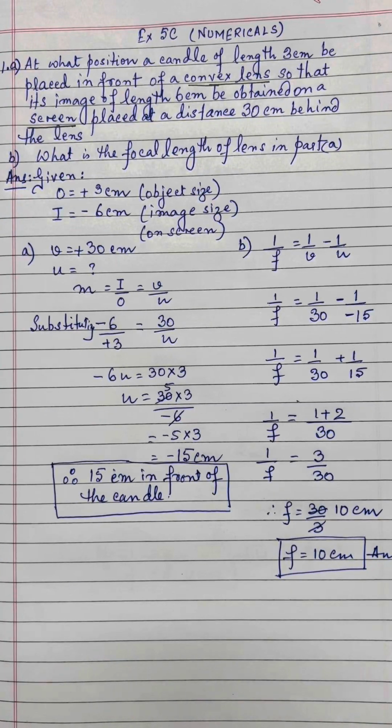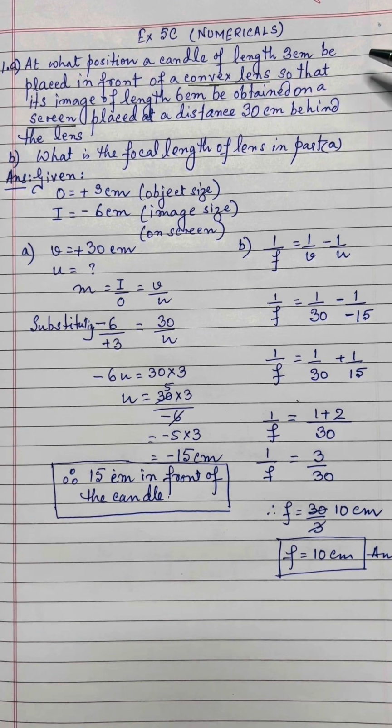Now, dear students, we shall do certain numericals to illustrate the sign convention. There are many numericals given in your book. This is your first part of the lens formula. So, we will do a few of them.